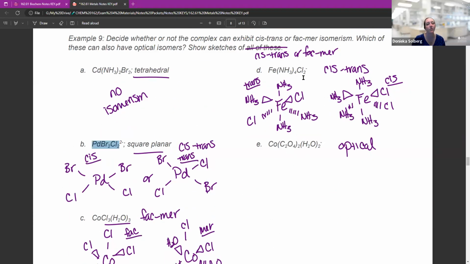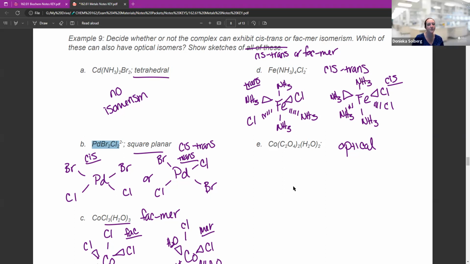Now over here, I have a 4 and 2, so that's not a FAC-MER octahedral. That can be a cis-trans octahedral. So again, draw all your bonds and then stick your stuff on there. So it's really focus on the chlorines. I can either have the chlorines opposite each other, which is trans, or next to each other, which is cis. So your drawings might not look exactly like mine.